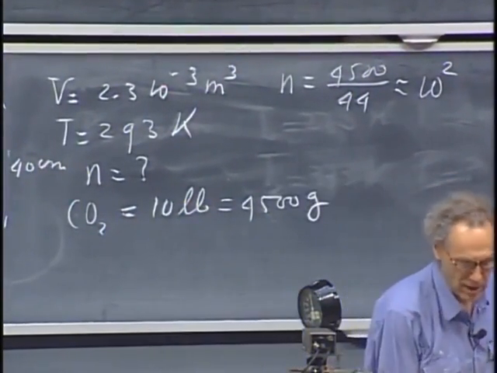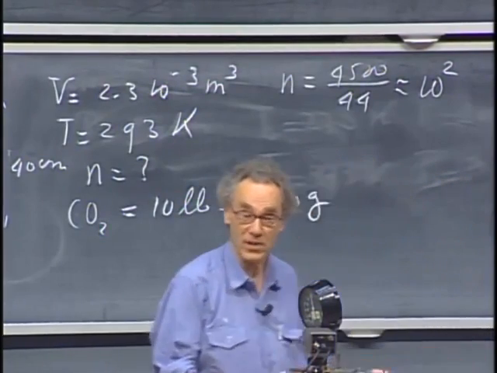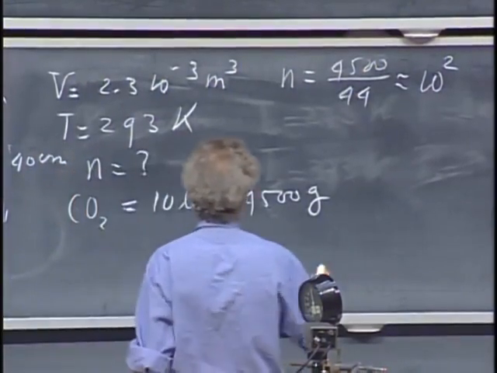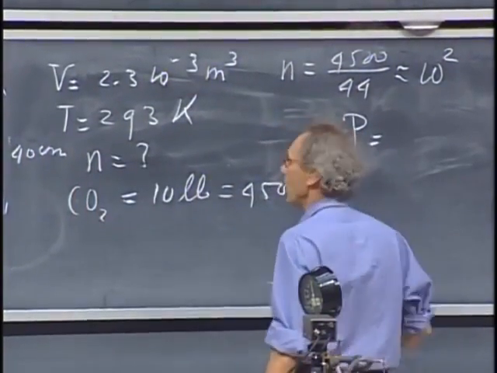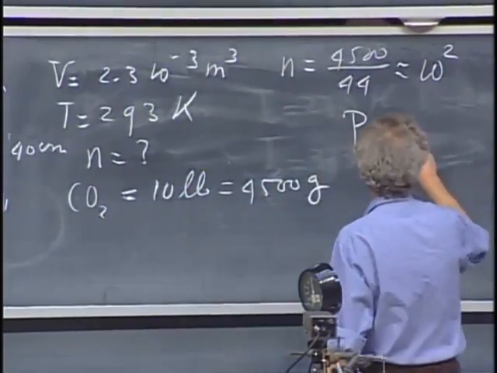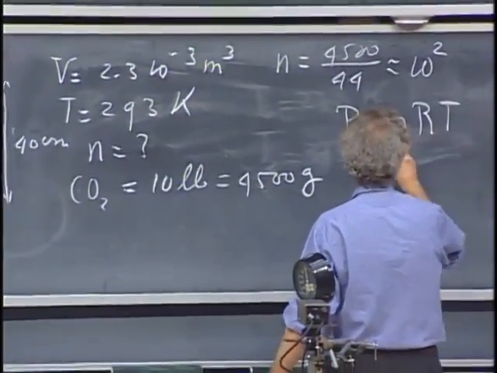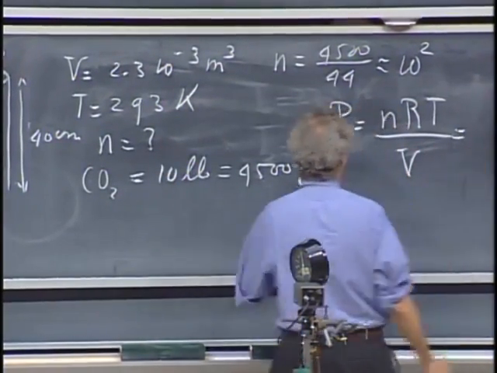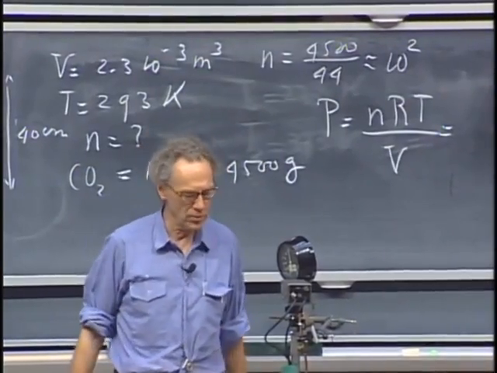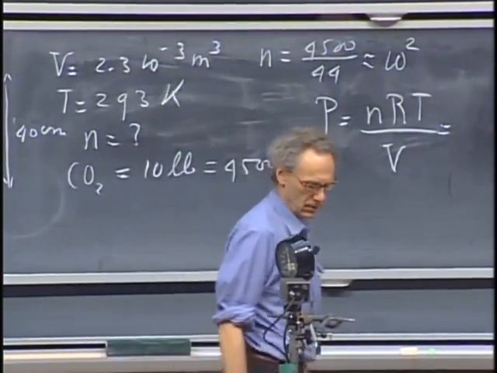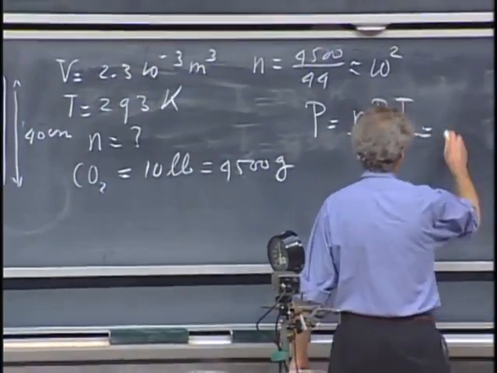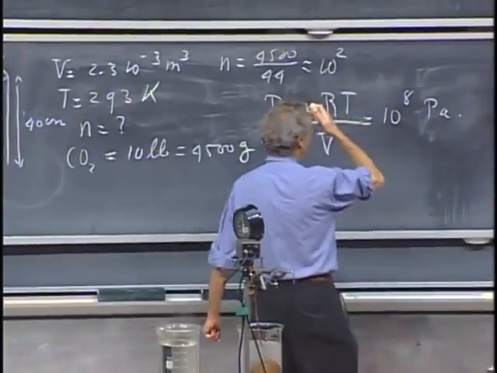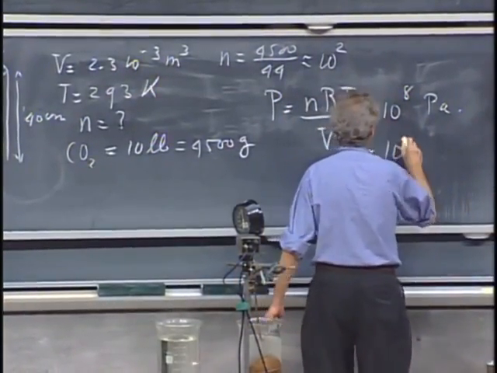So now I can ask myself, what is the pressure? If this were a gas, what would be the pressure? Well, if this were a gas, then the pressure P would be n times R times T divided by the volume. I stuck in the numbers, and out comes 10 to the 8. 10 to the 8 Pascal, an enormous number. 10 to the 8 Pascal is about 1,000 atmospheres.